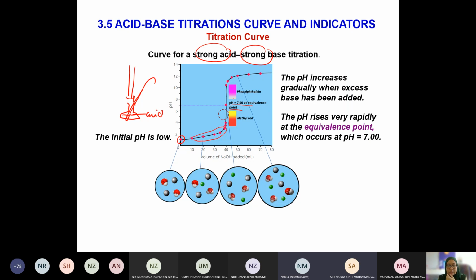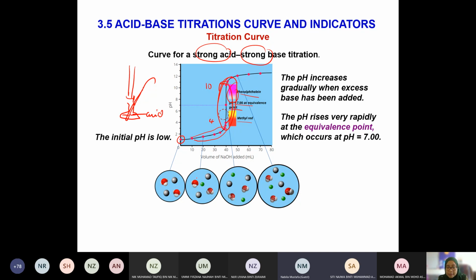So these two are the common indicators used for strong acid and strong base. We can use phenolphthalein, we can use methyl red. Like I said, if you want to choose a suitable indicator, you must base it on this steep portion. What is its range? This steep portion has a range around 4 to 10. So you must find an indicator whose pKa is in this range. So normally we have methyl red and phenolphthalein.